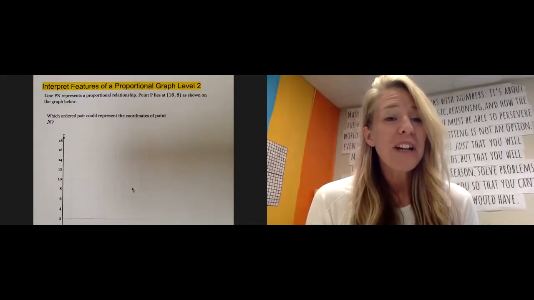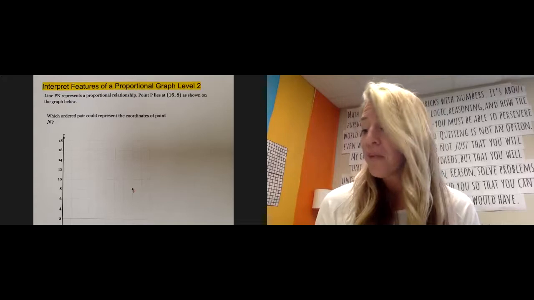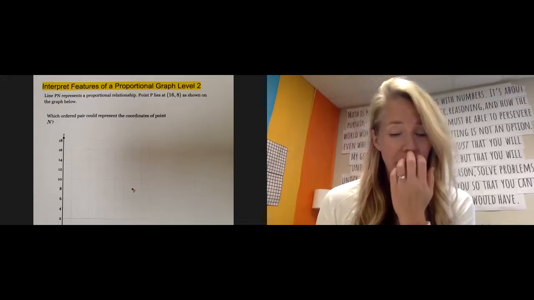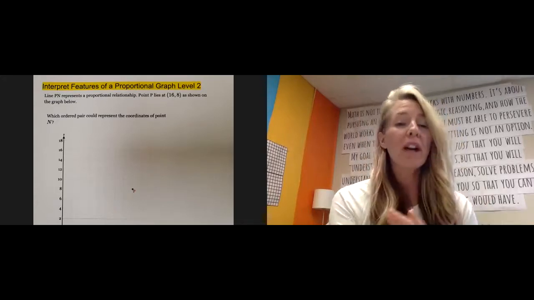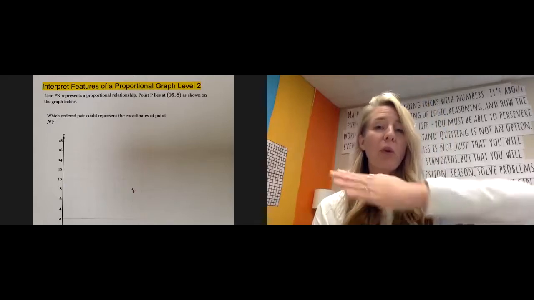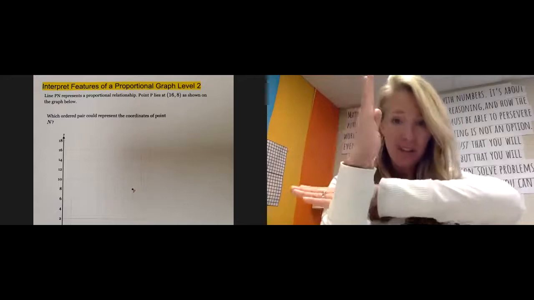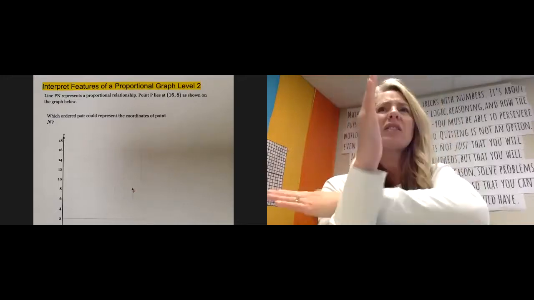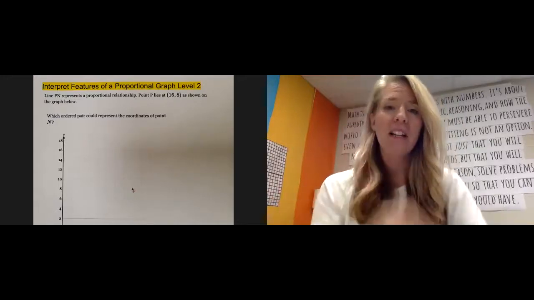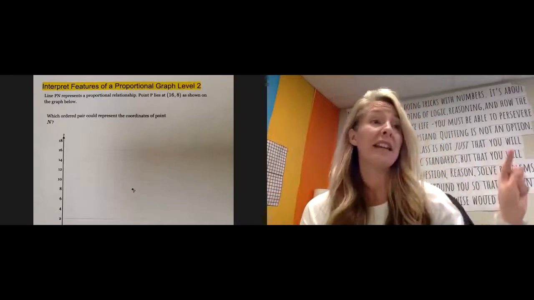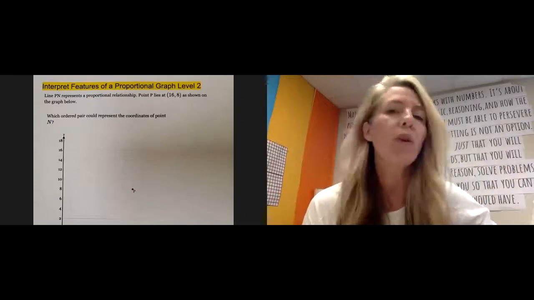This video is over interpreting features of a proportional graph. We're on level 2 in Delta Math for this assignment. And just to see the quick overview, remember that when we are doing any kind of graph and we are comparing one data point to another data point, seeing the relationship between two sets of data, and when that relationship is the same, we're going to get a straight, boring line.